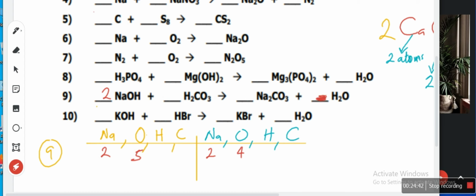So what number can we add here so that oxygen, which is 5 on the reactant side, will also be 5 on the product side? Already it's 3 here. We need it to be 2 here, so that 3 plus 2 will give us 5. And we can't write the 2 here as a subscript. So we should actually write the 2 here.